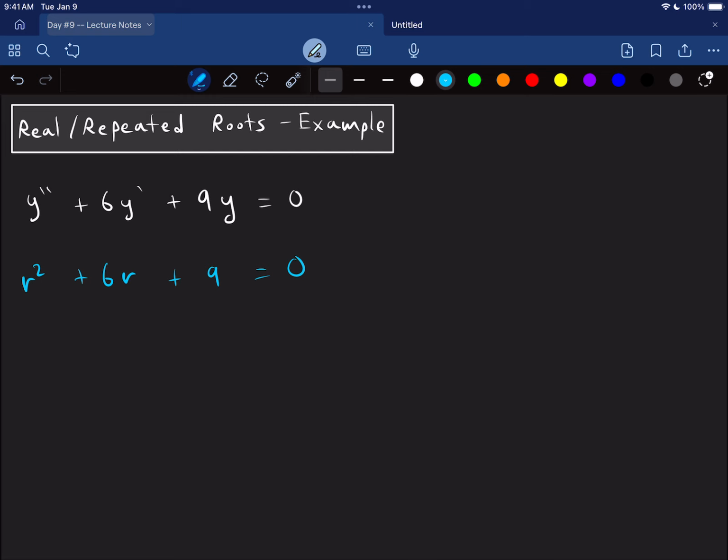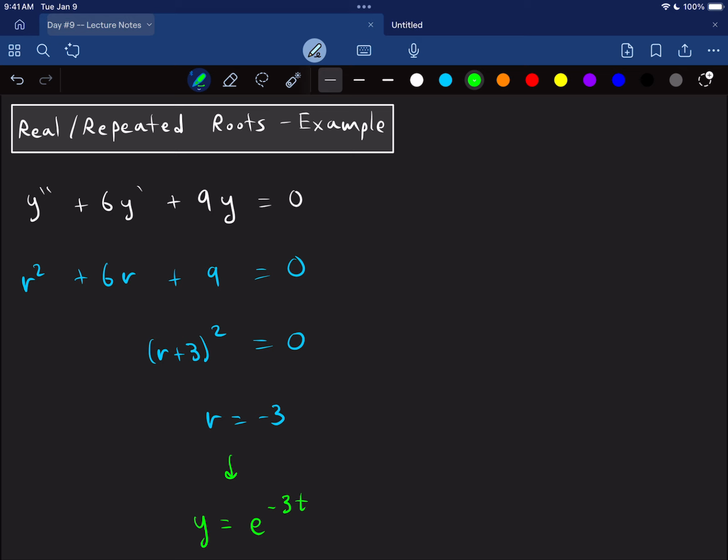You are welcome to complete the square. You can factor, you can do whatever you need to do to get answers for r. So it's up to you, but I will just note that this does very cleanly factor into (r plus 3) squared. So I get r equals -3. So that gives me y equals e to the -3t, because again, the whole point of what we're doing here is we are guessing that y is equal to e to the rt.